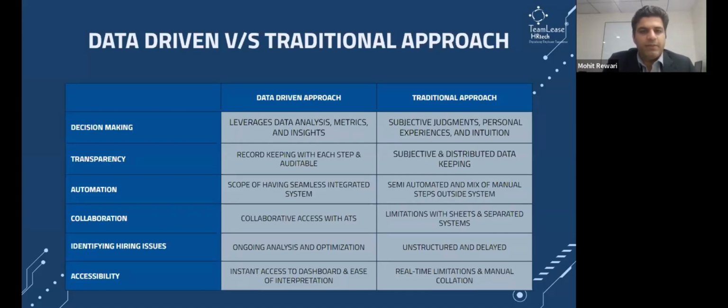then the mix of semi-automated and manual steps basically outside the system is taking a lot of time and consuming a lot of resources from the recruiters as well as from the candidate. Now, having a seamless integrated system, on the other hand, through the data-driven approach, can help you in minimizing the time up to 80%. And we will be able to present a few numbers around it.